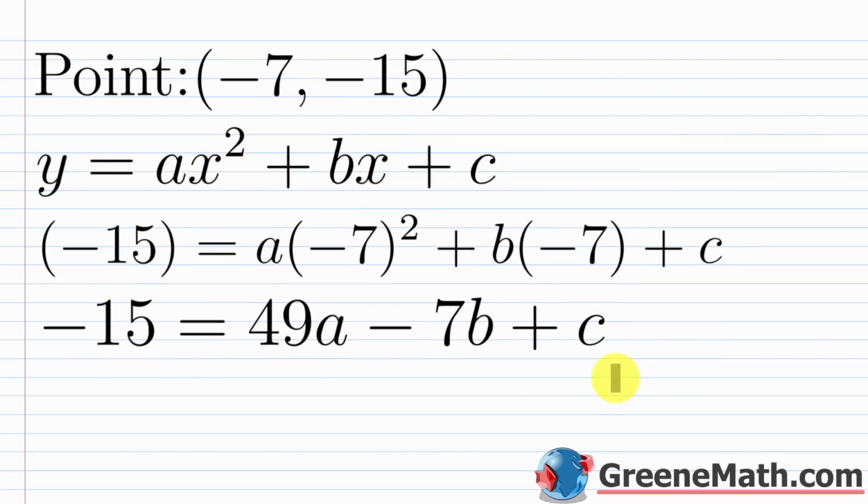And then for the third point, we have -7 comma -15. So this is the x value. So it's going to go right here and then right here. So that's going to be here, and then negative 15, that's going to be your y value. So it's going right here, and then it's going to end up right there. So when we simplify, we get negative 15 equals 49a minus 7b plus c.